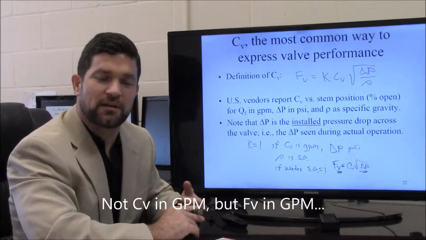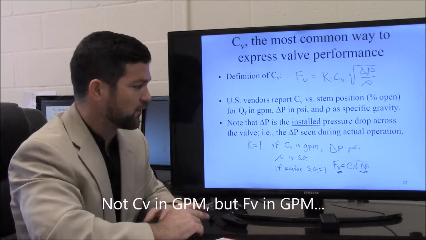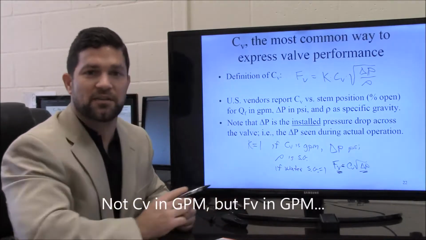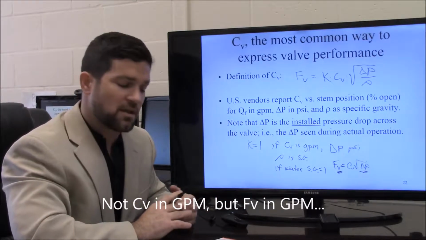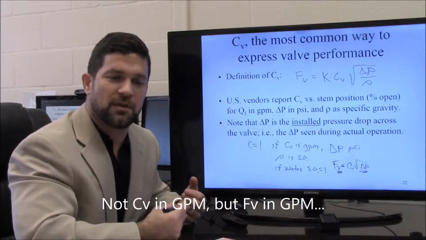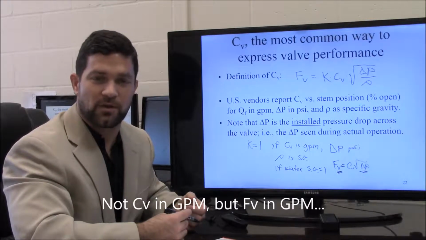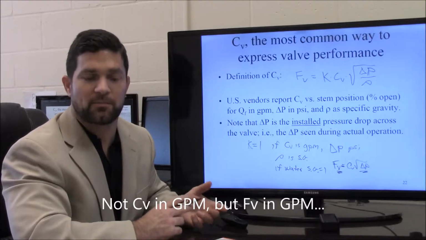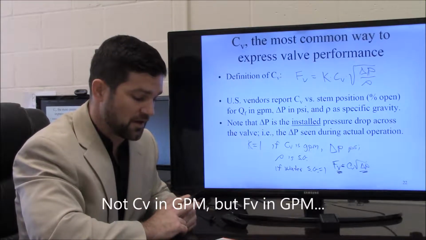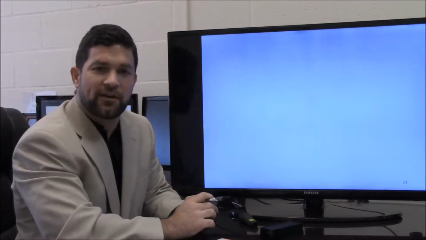So importantly, US vendors are going to report the values for CV based on these types of units as well. So it's in your interest to be comfortable working with flow rates in gallons per minute and pressure drops in terms of PSI.